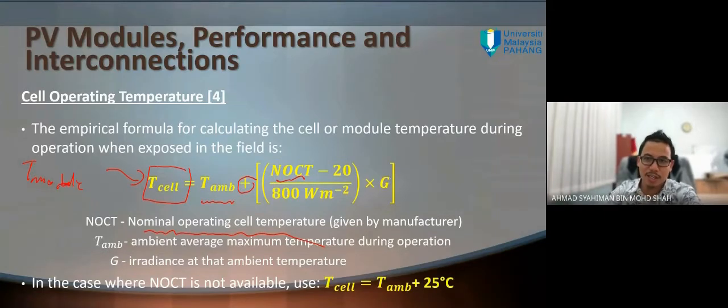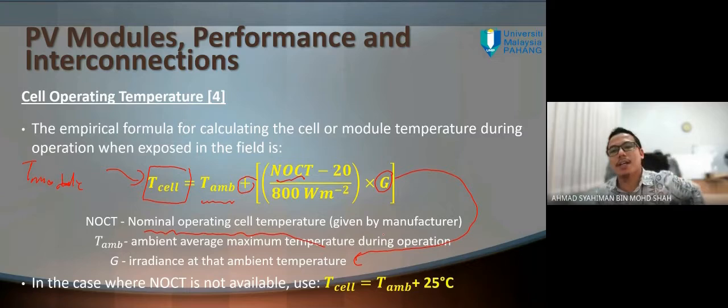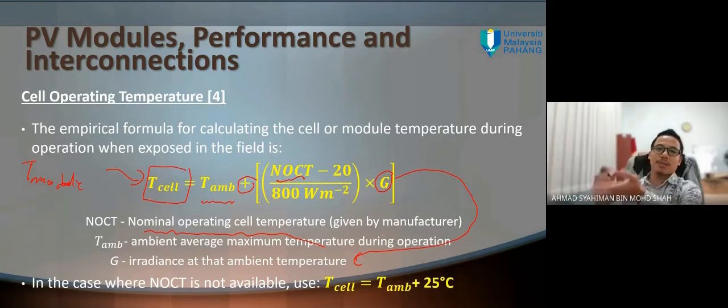So G, next, multiply with G, where G is the instantaneous solar irradiance at that ambient temperature. Means that this kind of cell temperature is actually fluctuating, depending on that instantaneous solar irradiance and that instantaneous ambient temperature. So maksudnya benda ni tak fix lah. Dia akan berubah lah setiap hari. Daripada pagi sampai petang pun akan berubah. Contoh tengah hari lebih panas contohnya. So the cell, logically the T cell also becomes bigger lah.